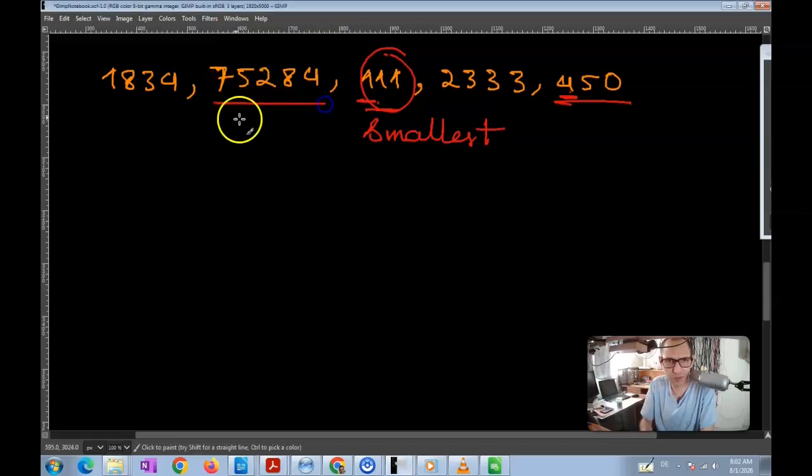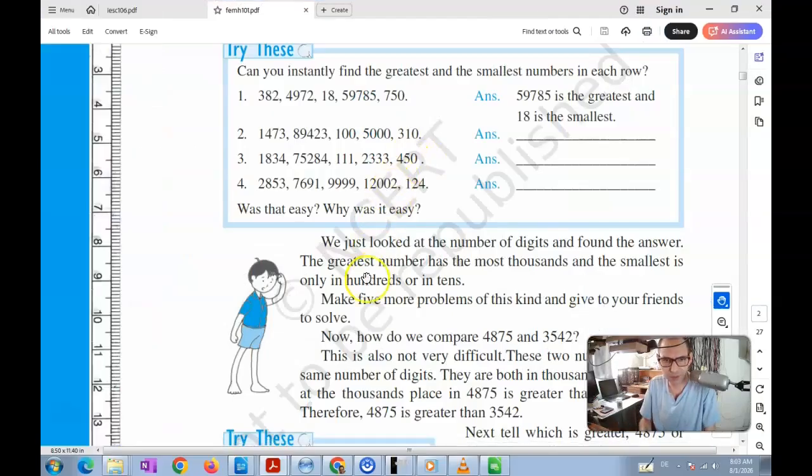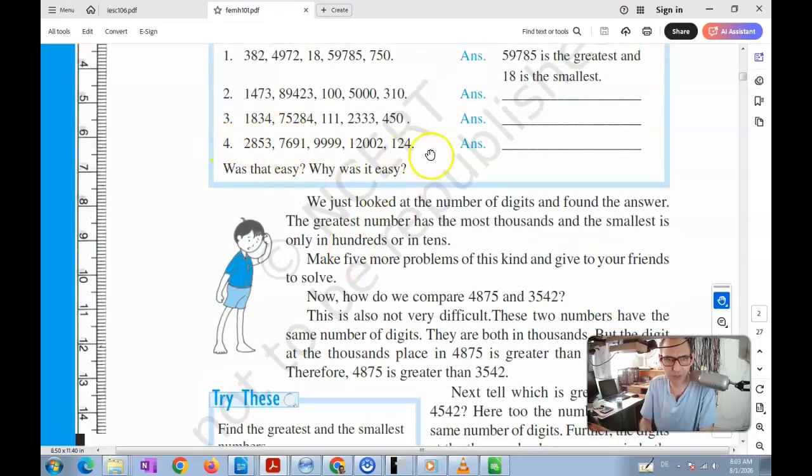Okay? Now, to go for the largest number, go for the number with the largest number of digits, which is essentially 5 digits over here. So this is the largest number on this list. Okay? Now the next numbers that we have here are 2,853, 700, 691, 9,999, and 12,002 and 124. So the smallest number would be easy, the number with the smallest number of digits, so that's 124. And the number with the largest number of digits would be the largest number. So we have 4 digits, 4 digits, 4 digits. We have 5 digits here, so that's the largest number, right?